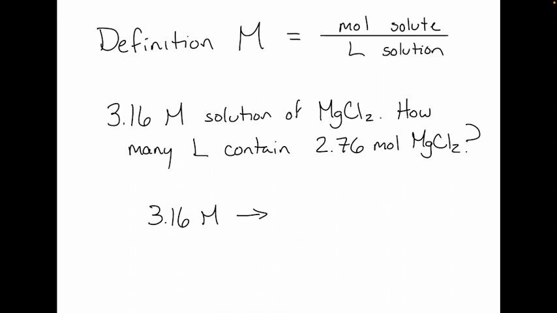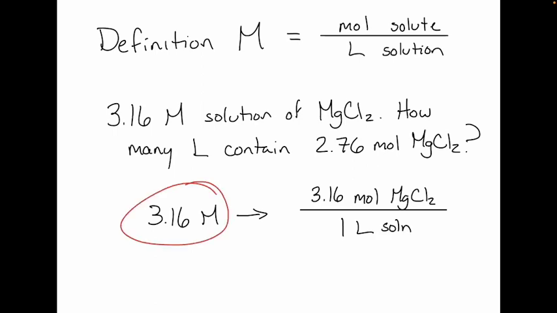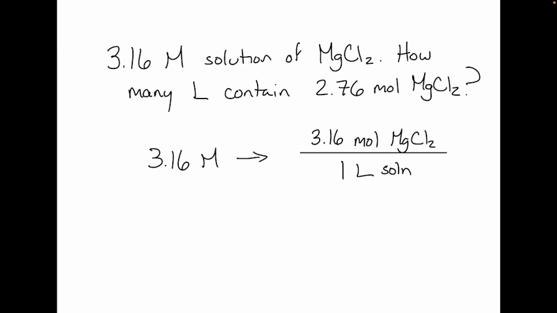All right, so remember we got to take that 3.16. Those are my moles of my solute magnesium chloride, and that's going to go over 1 liter of solution. All right, so this is what we see in our problem. This is the term that we're going to use in our math. So now we're going to take our 2.76 moles of MgCl2, and we need to use our concentration.